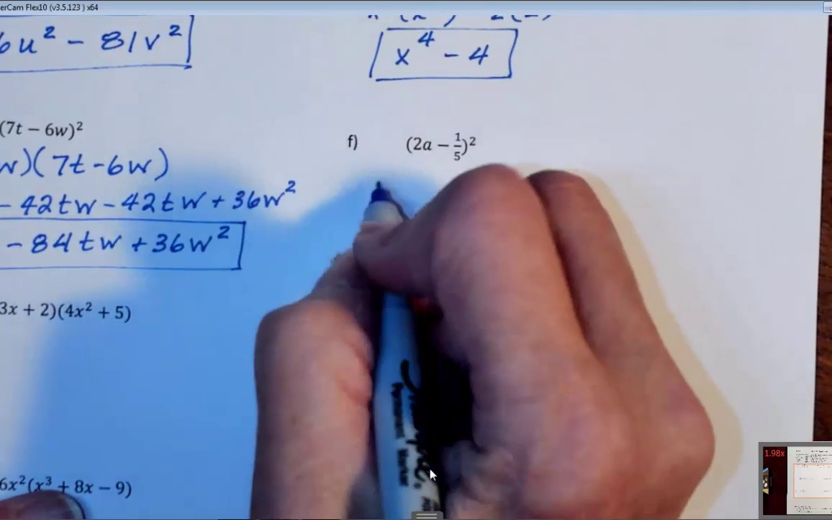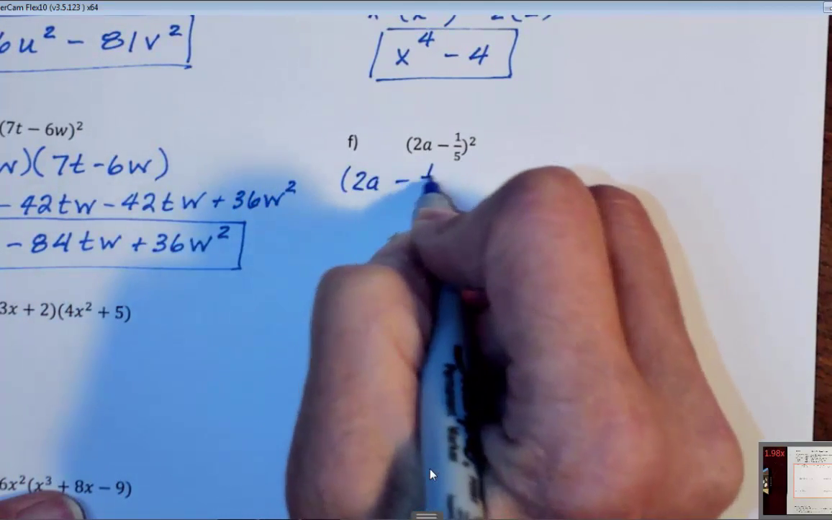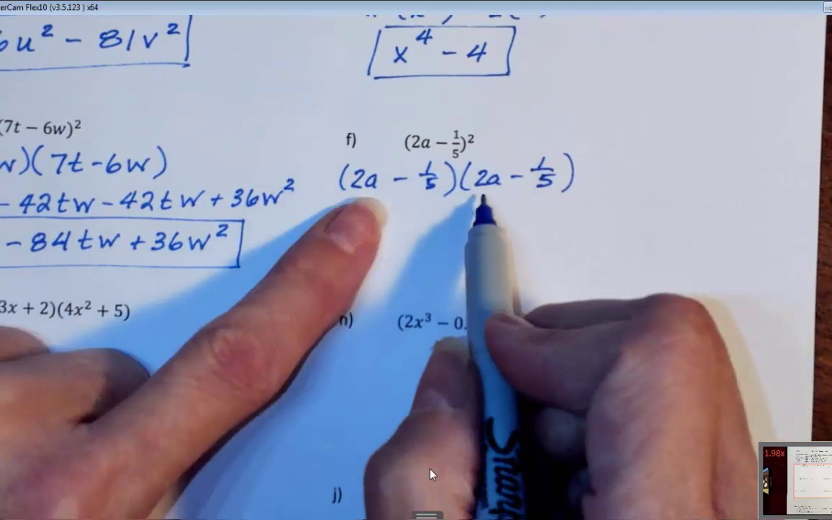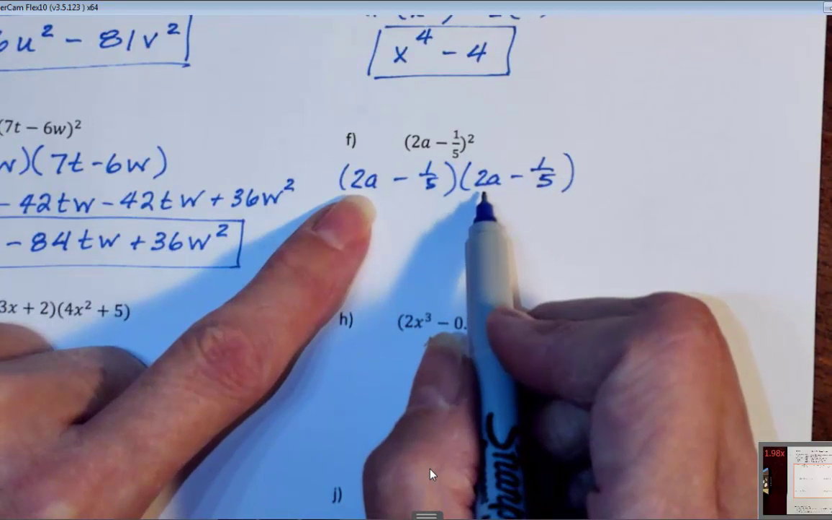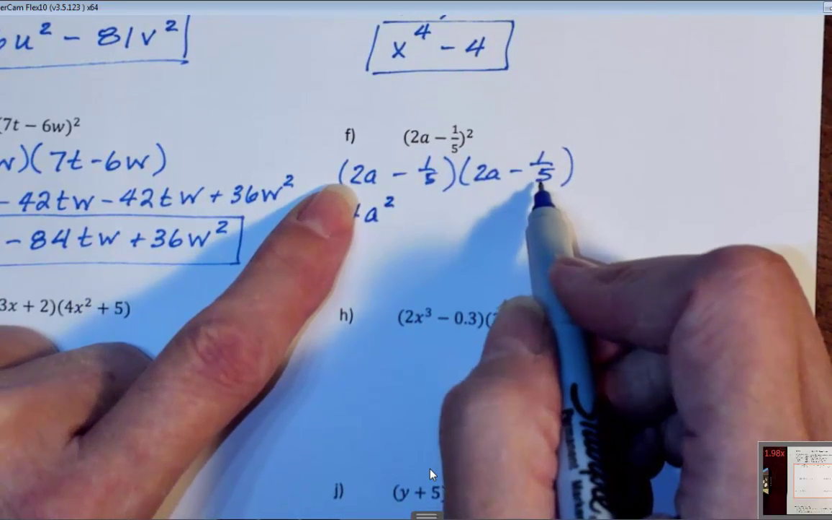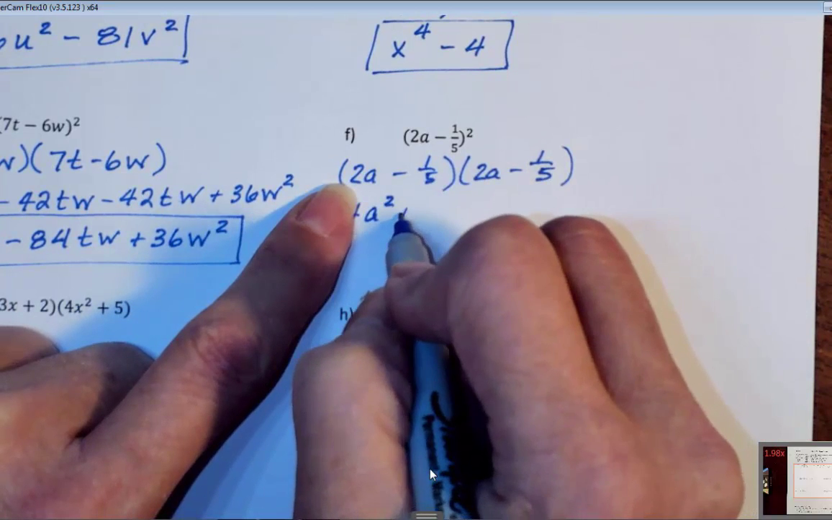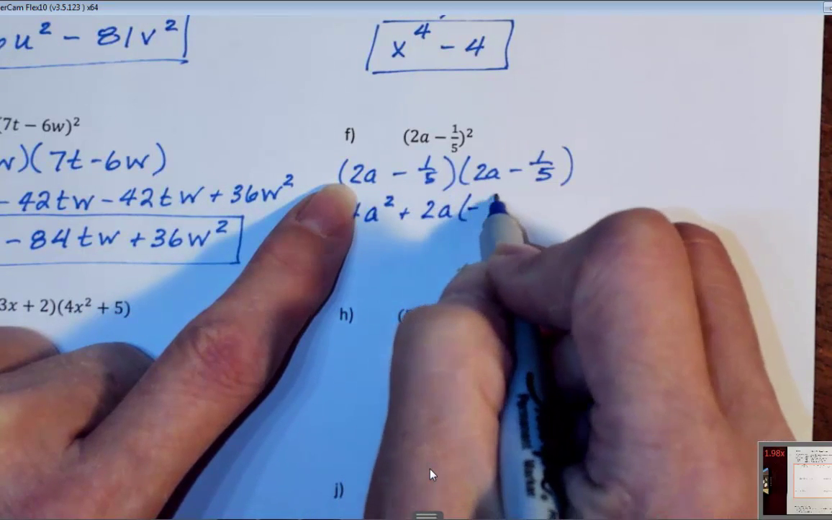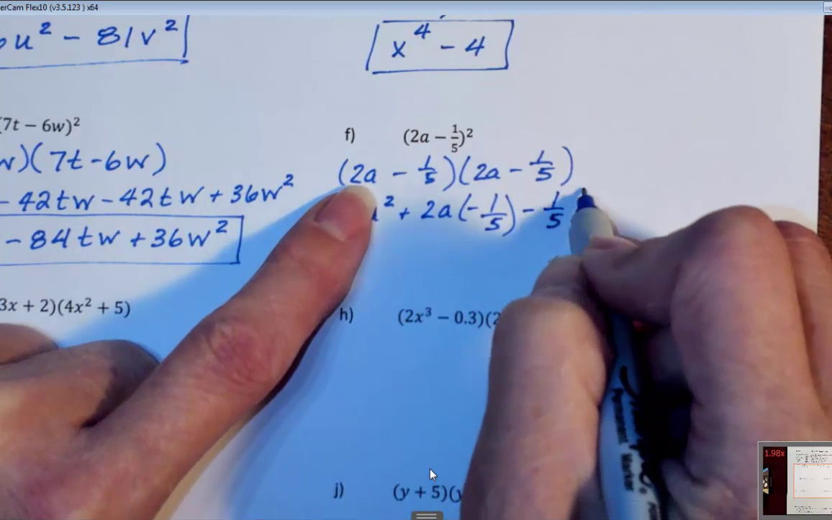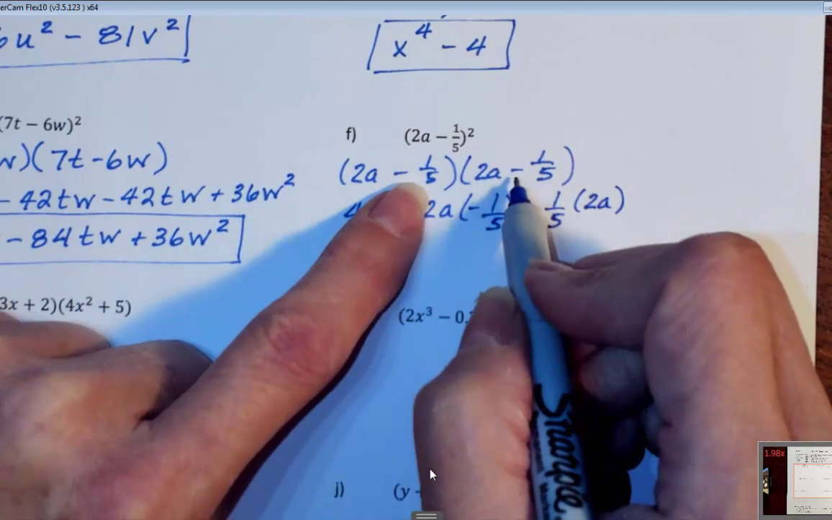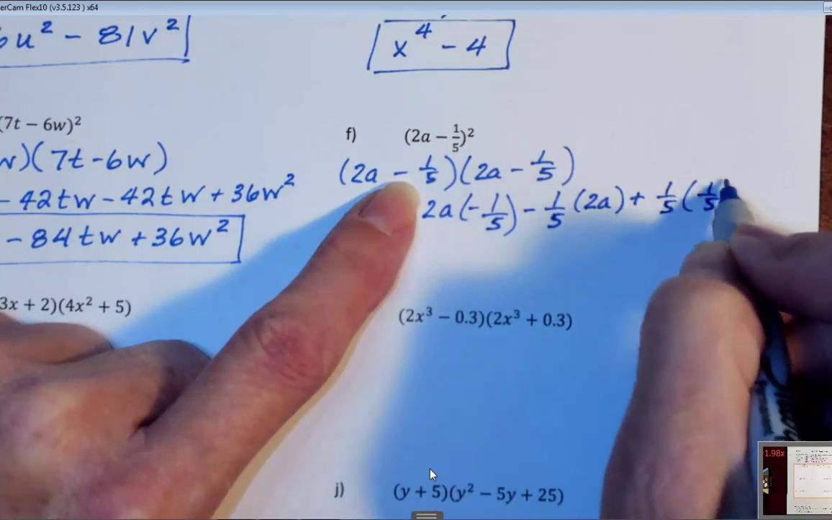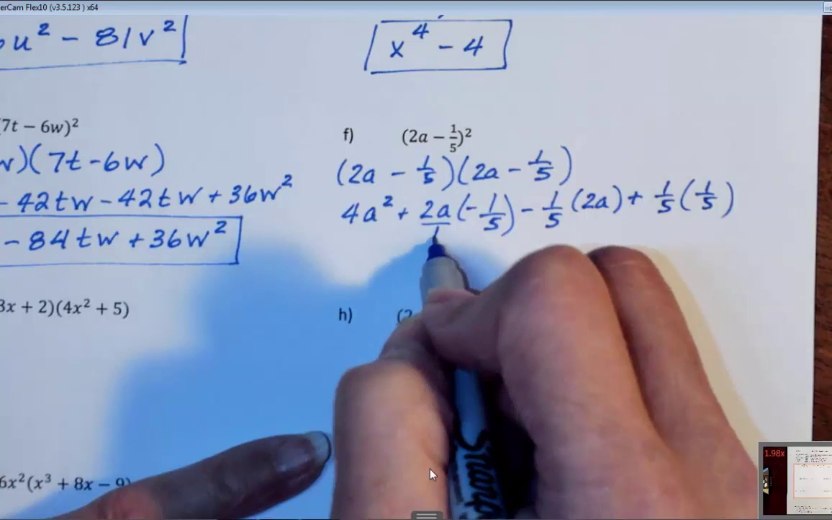Again, I'm going to write out an expanded notation, 2a minus 1/5 times 2a minus 1/5. First terms, 2a times 2a gives me 4a squared. Outer terms, I'm going to actually write this one down. It's going to be 2a times negative 1/5. Then I'm going to have negative 1/5 times 2a. And then I'm going to have a negative times a negative, which is a positive, and 1/5 times 1/5. The 2a's, if it helps, I'm going to write over 1.